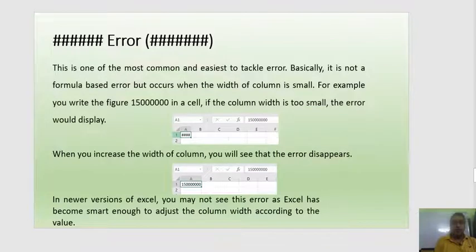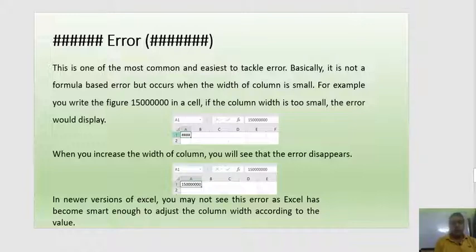Now we move on to the next error, the hash error. So hash error, simple thing, it's a small column, but we are trying to write 15 with 6 zeros, which cannot be accommodated, so Excel throws a hash error. The resolution is quite simple, just adjust the column width. One thing to note here, that in latest versions of Microsoft Excel, we may not find this error because Excel has gone smart enough to understand that we have written a big number and that it has to adjust the column width.